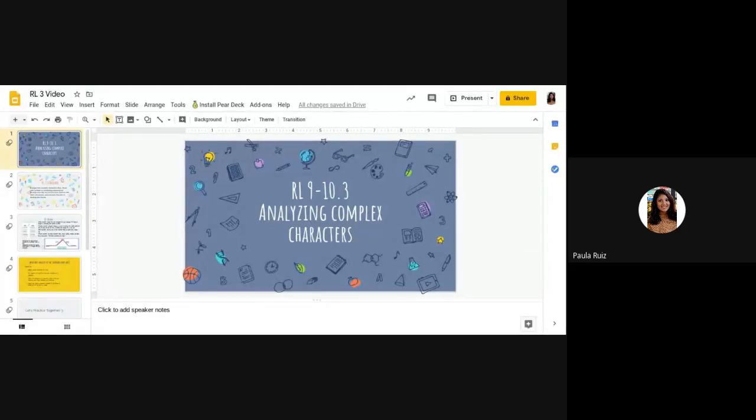Right, so today we're going to learn about Reading Literature Standard 9 and 10.3. The same standard applies to 9th and 10th graders. This is just Reading Literature Standard 3, and it is about analyzing complex characters. Let's get started.